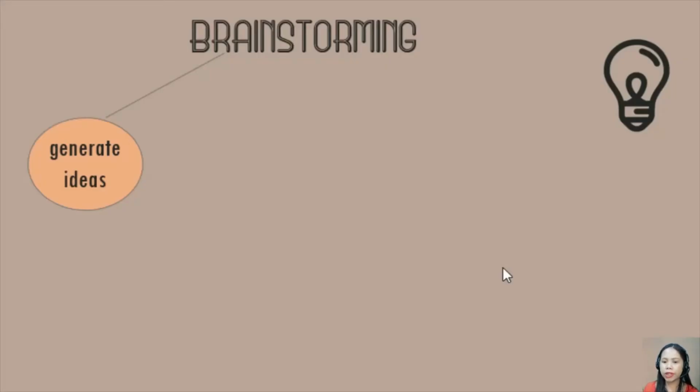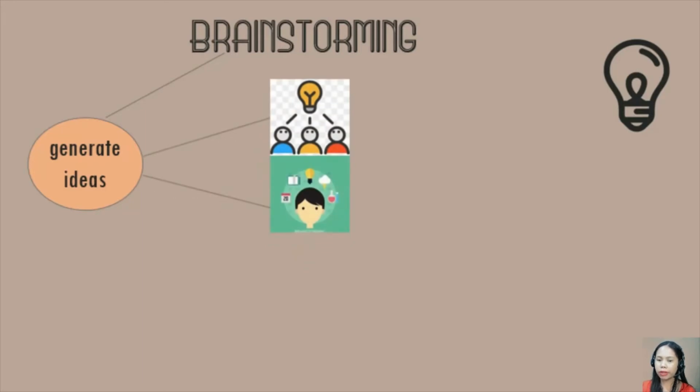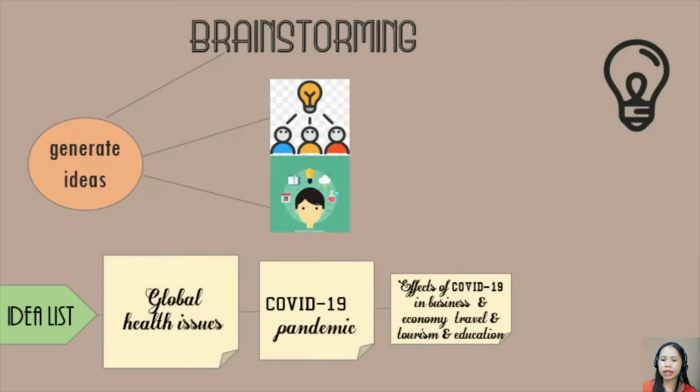Brainstorming is one of the techniques that we use to select and organize information. We use it to generate ideas, as simple as that. This technique can be used two ways, whether in a group or individual setting. There are two tools that we use in brainstorming. The first one is the idea list, which includes listing down broad topics and then you narrow them into more specific topic or topics. The idea list also involves writing the main topic and then listing down related ideas.